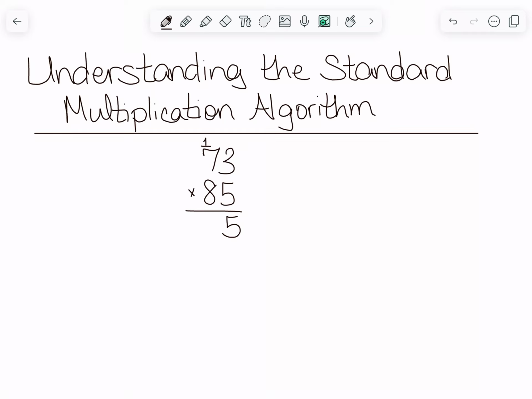Next, we have 5 times 7 tens. That gives us 35 tens. Plus the regrouped 10 gives us a total of 36 tens. So we'll write this down as well.